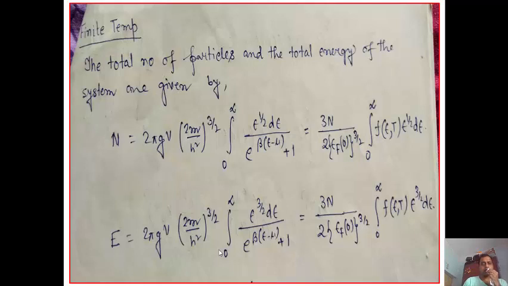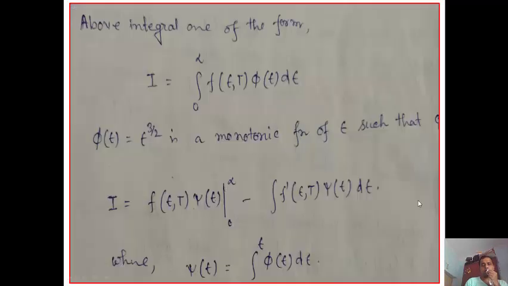N equals 2 pi n and E we got earlier, and we are writing these using the previous calculations. We get 3n by 2 epsilon f to the power 3/2, and this as 3n by 2 epsilon to 3/2. The difference is that here we have epsilon to the power half and there epsilon to the power 3/2. The above integral is of the form I equals integral from 0 to infinity of f(epsilon, T) phi(epsilon) d epsilon, where phi(epsilon) equals what? Epsilon to the power 3/2.